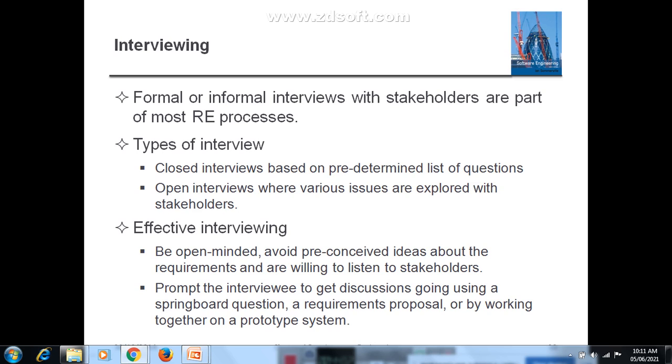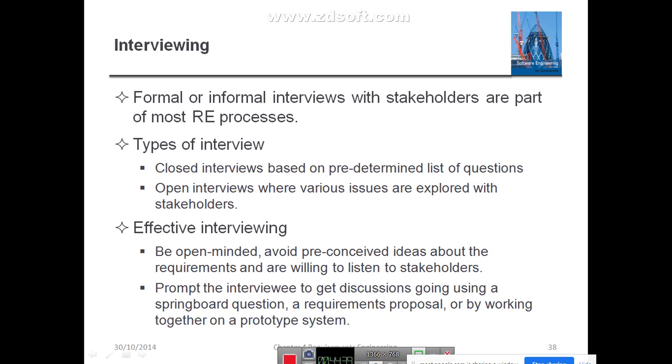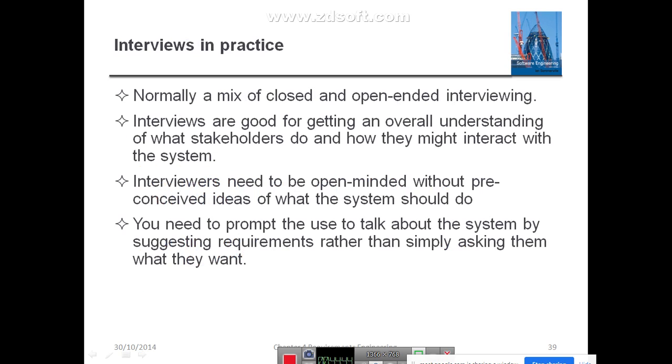Clear? In effective interviewing, we are thinking about what characteristics should be there with respect to the stakeholder, and how the interviewee needs to behave with respect to all the other stakeholders, the characteristics it is showing. Is that clear? Effective interviewing, guys. Is that clear? Hello, can you hear me? Yes? Okay. Next we will see interviews in practice.